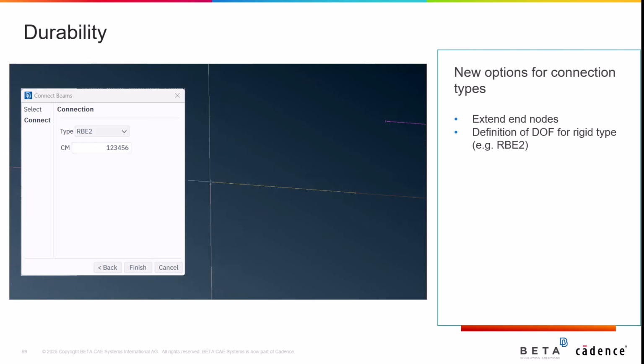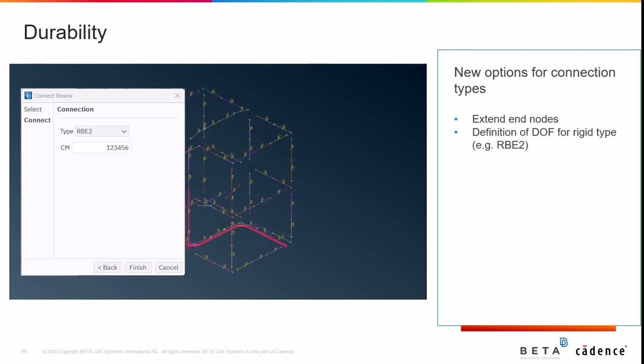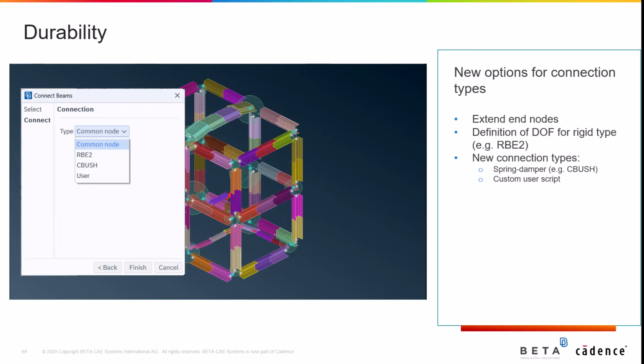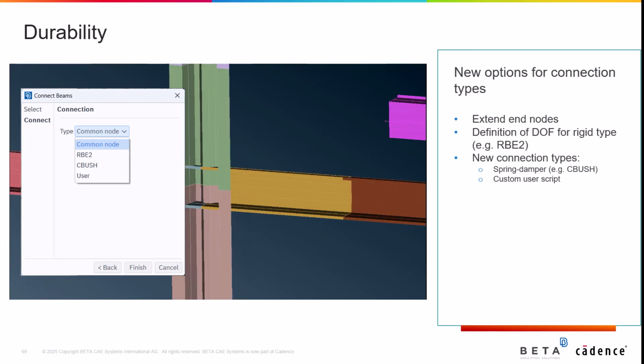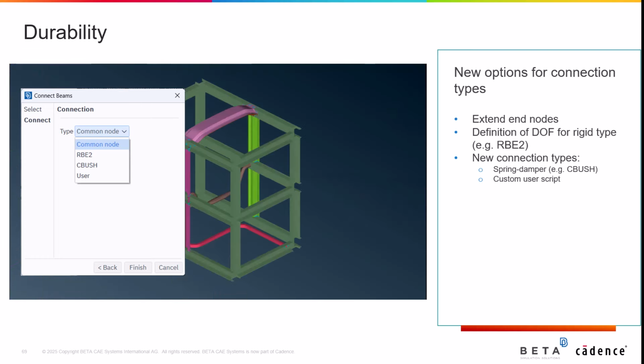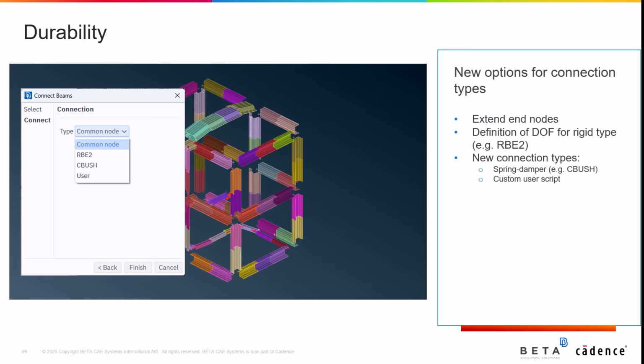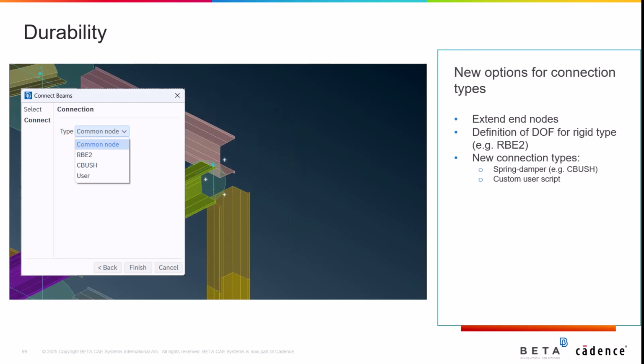Additionally, two new connection type options are available. The first is the spring damper type, like C-Bush, which broadens the range of supported connections. The second is the ability to use a custom user script for defining connection types of any kind, enabling highly specific configurations.